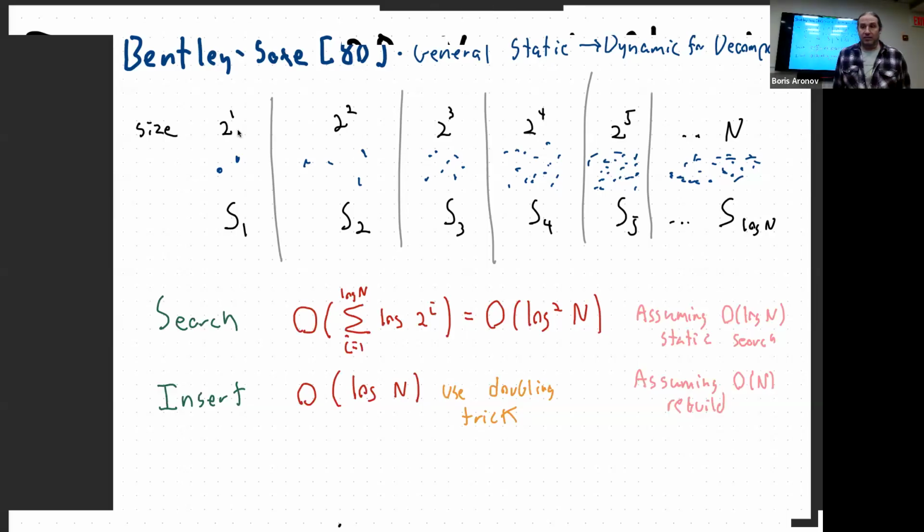Unfortunately, May I interrupt for a second? Are your bounds worst case or amortized? Our bounds are amortized. Okay. Very much amortized. Everything is amortized in these things.